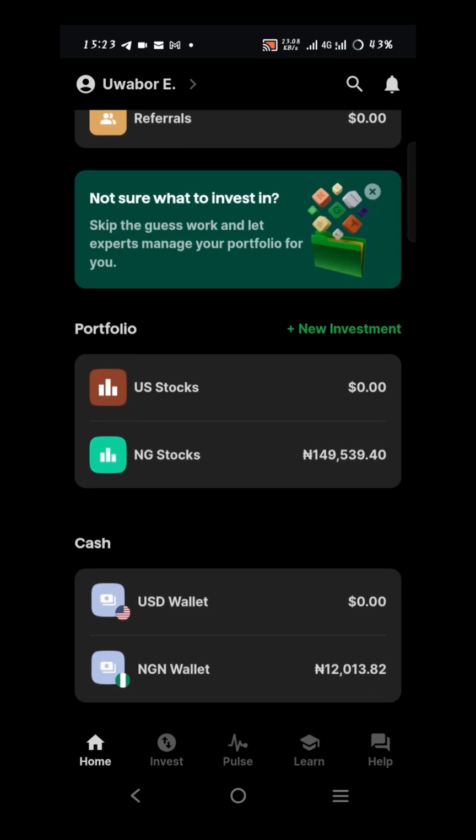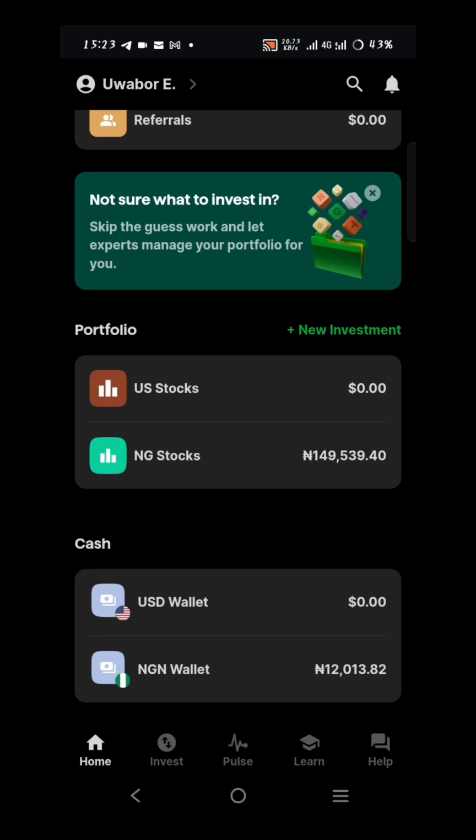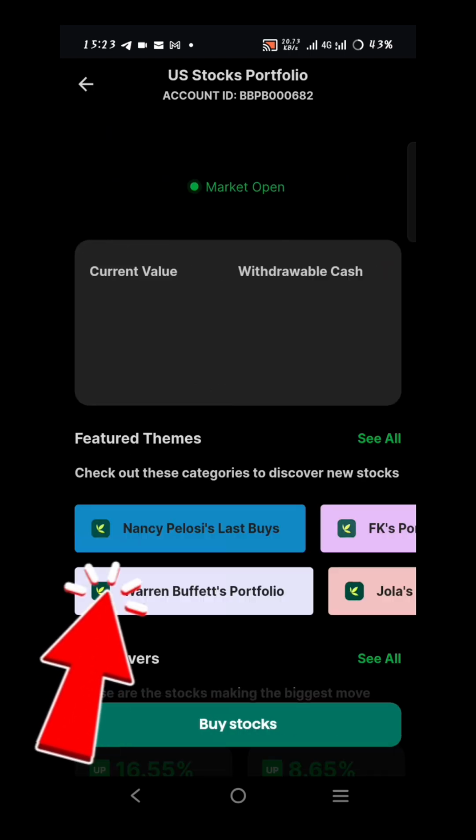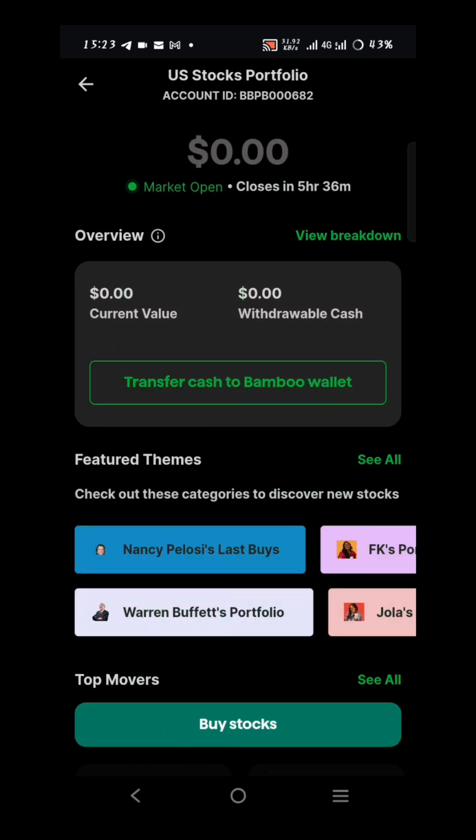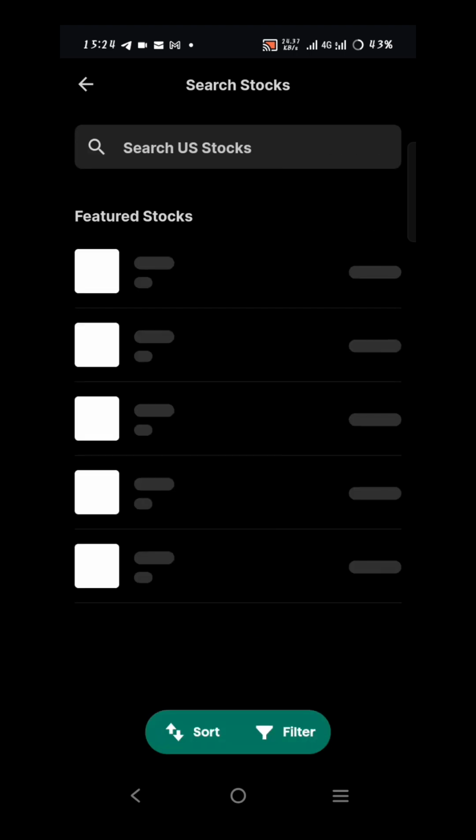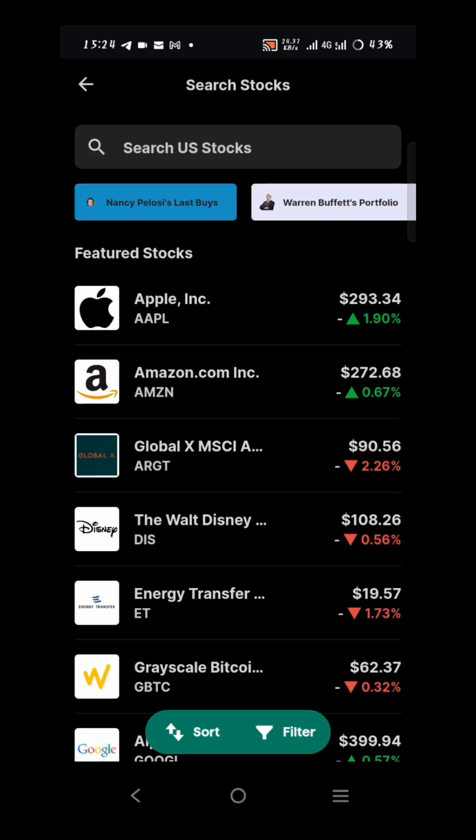Now let's go to our shares. So we just go to the countries. You can see US stock. I'm buying US stock. Now I want to buy a stock, and don't forget that US stock starts by 2 p.m. Nigerian time and ends by 9 p.m.